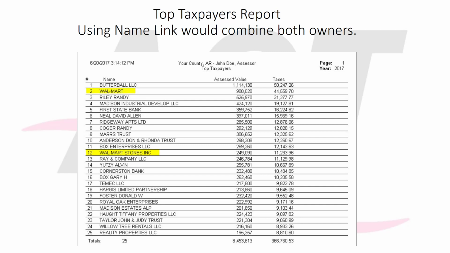So here's a sample of a top taxpayers report, and in this one both Walmart and Walmart Stores Incorporated are listed. And if you did a name link with those two, they would show up as one listing, and their assessed value and taxes would be summed together.